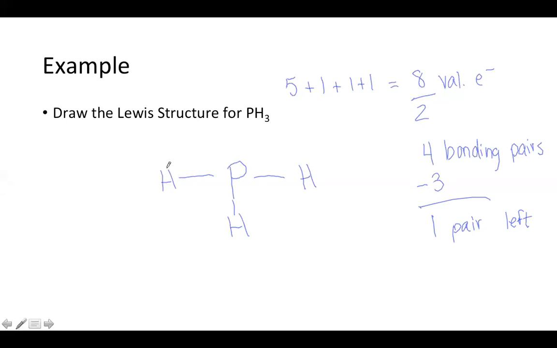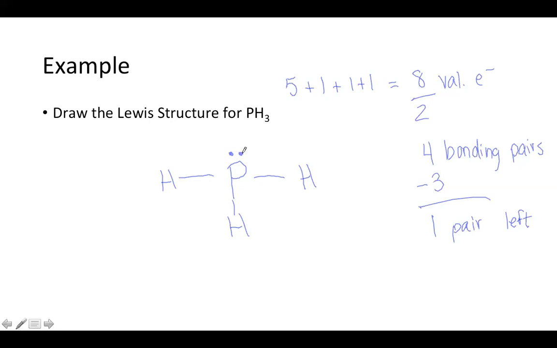So this left hydrogen is already satisfied. This bottom hydrogen, same thing. It's got 2 electrons with it, so it's satisfied. This right hydrogen, same thing. It's also satisfied. So then we take that lone pair that we still have to put on our picture, and let's look at the central one now to make sure it's happy or satisfied. So phosphorus has 2, 4, 6 electrons around it right now, and it wants to get the octet, so we're going to take that last lone pair and we're going to place it on top of phosphorus there.